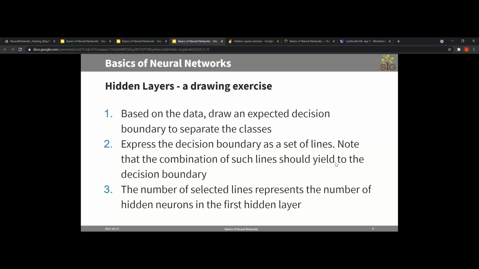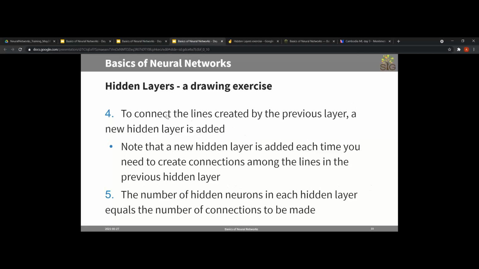And this is all text, but we're going to look at the drawing. But these are the steps, and you can always, for example in example 2, come back to these steps and try to do example 2. And then to connect the lines created by the previous layer, a new hidden layer is added. A new hidden layer is added each time you need to create connections among the lines in the previous hidden layer. This is all very abstract right now, but we're going to understand this. And then the number of hidden neurons in each hidden layer equals the number of connections to be made. So these are the steps.